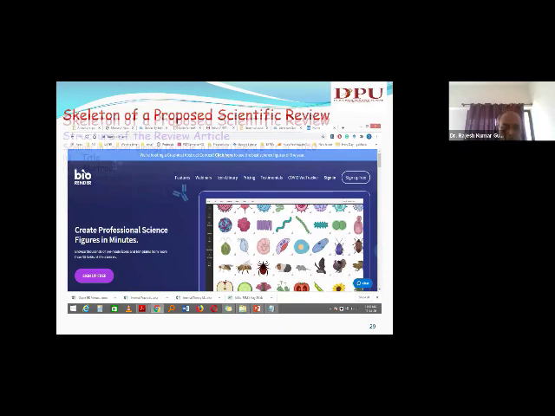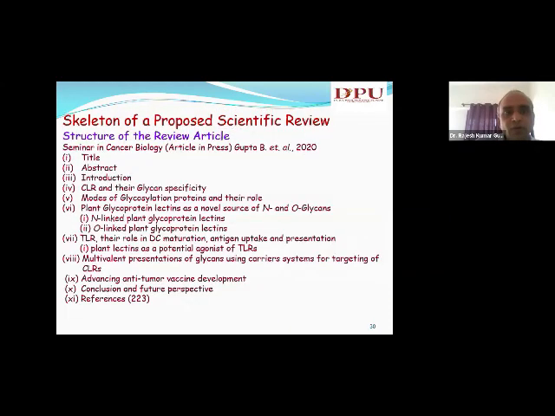Now, taking the example of one of our review articles that we have published in Seminars in Cancer Biology. This article is in press. The second author is Miss Bhavika Gupta, who did her project work under my guidance, and Miss Daisy Sadaria, also an MBT last year student, did project work under my guidance.